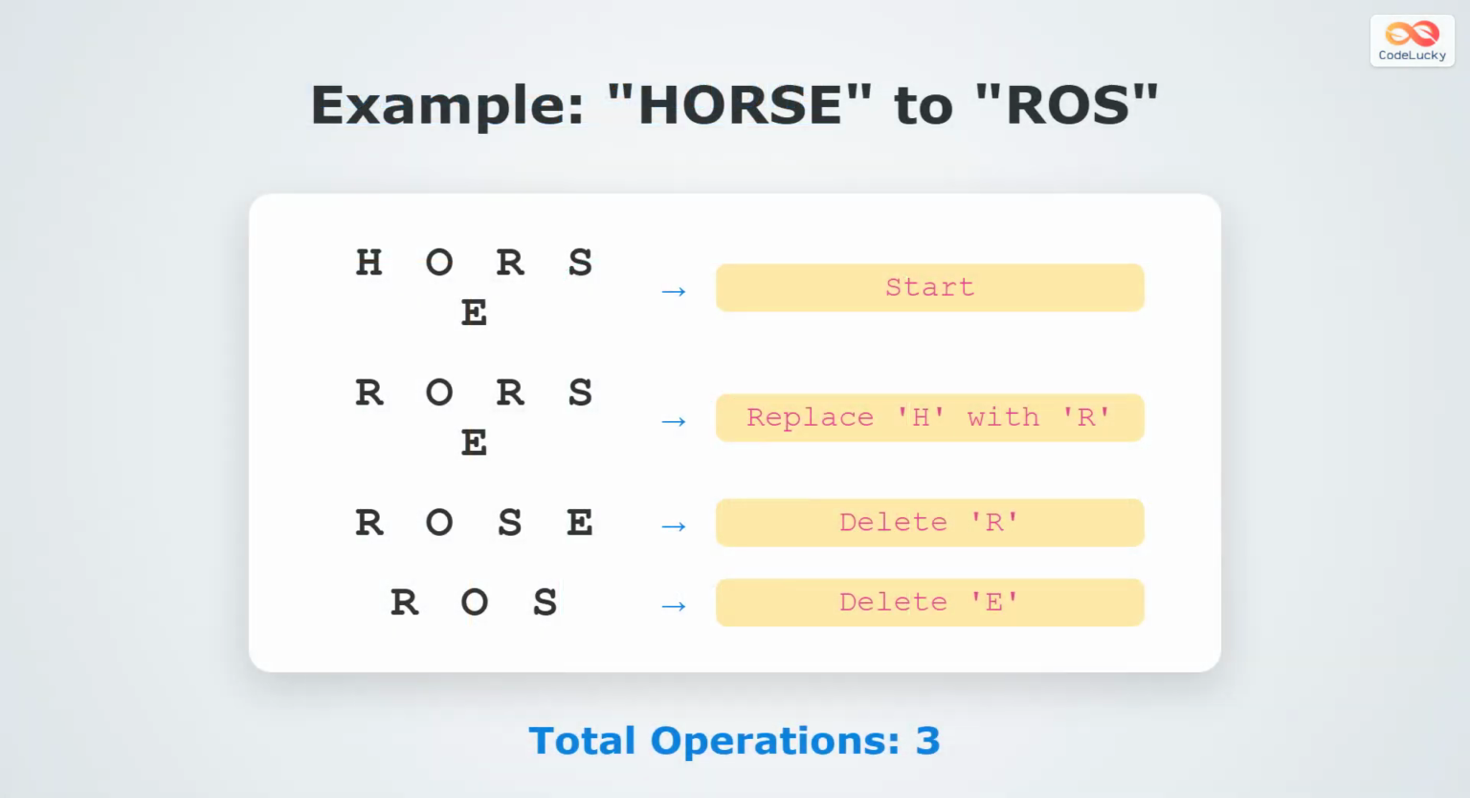Let's look at a classic example. Transforming the word horse into ros, we can replace H with R to get rorse. Then delete the R to get rose. Finally, delete the E to get ros. That is a total of 3 operations.